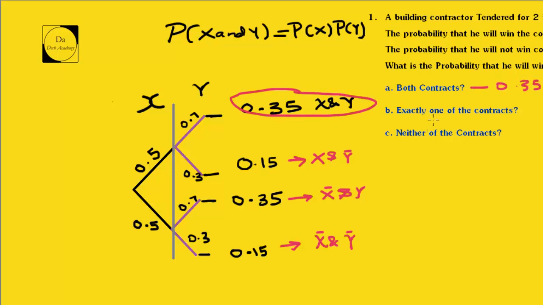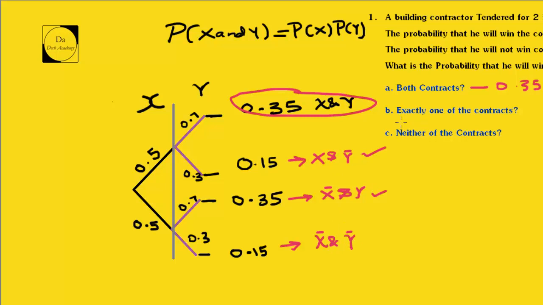Next, the probability that the builder will win exactly one of the contracts. That means he literally only wins one contract. Which situations do we have? Here he wins two contracts, so we don't look at that. Here he wins X, doesn't win Y. Here he doesn't win X, but he wins Y. So in these two situations, he only wins one contract. Here he doesn't win any contract.